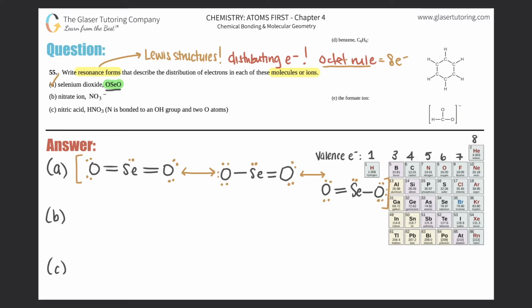A is done. B, nitrate ion, which is NO3-. So we have to go back to learning how to do Lewis structures. You should come up with the compound that looks like this. I will put the double bonded O up top here. And you know what? I will do the lone pairs separately. So you should have this kind of backbone. Now I will just draw the lone pairs.